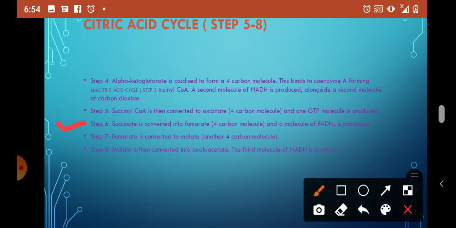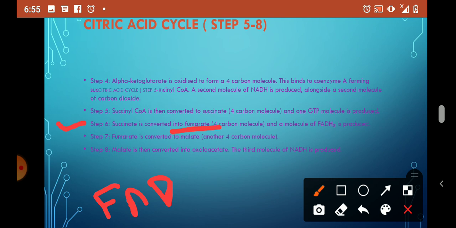Then we will see step number 6. In step number 6, succinate, or succinic acid, is converted into fumarate, a 4 carbon molecule, and a molecule of FADH2 is produced from FAD. That FAD is reduced, as protons and electrons are added. That is also a very important cofactor, and this FAD is reduced into FADH2.